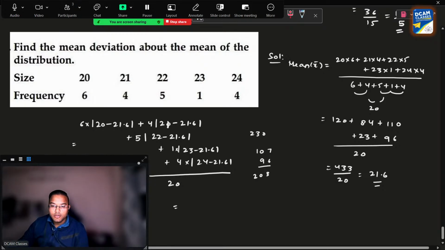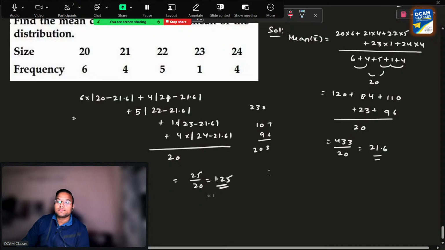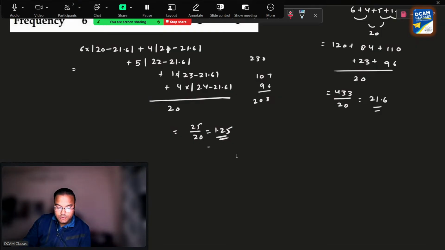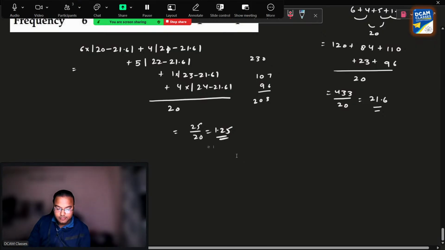What's the answer you have got, Haripriya? 1.25, na? This should be the answer. Now let me give you a question. This is for the group data. Now let me tell you.